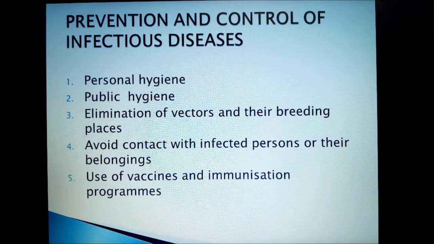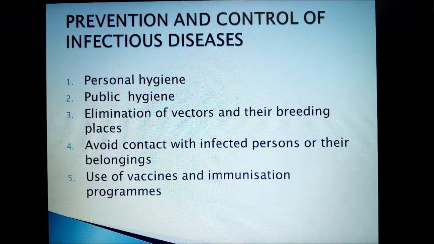Secondly, public hygiene. Proper disposal of waste and excreta is required. Disinfection of water reservoirs should be done. Third point is elimination of vectors and their breeding places. Avoid stagnation of water. As you know, mosquitoes grow in stagnant water. Clean household coolers regularly. Use mosquito nets and introduce Gambusia fish in ponds, which feed on mosquito larvae.